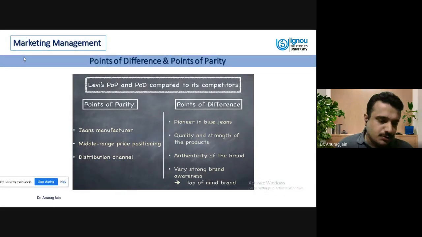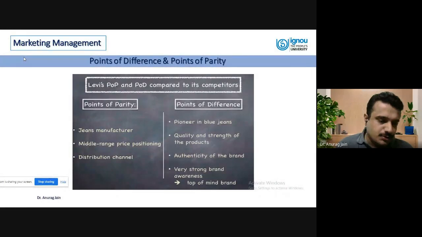There is a distribution channel which Levi's follows. They have their own independent stores, Levi's stores. They offer it through some of the other clothing stores, and maybe they are also offering it online. Similar distribution channels are being used by Levi's competitors, right?